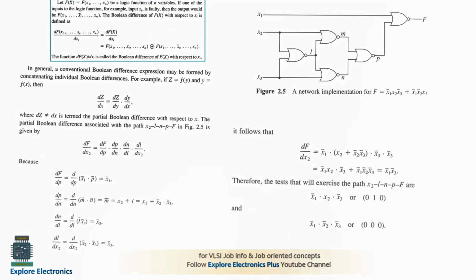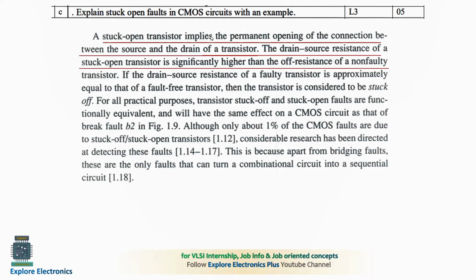Then the next question is: explain stuck open faults in CMOS circuits with an example. Stuck open transistor implies permanent opening of a connection between the source and drain of the transistor. So the drain source resistance of the stuck open transistor will be higher than the half resistance of a non-faulty transistor. Stuck open fault means something is open, not connected, that is the drain to source connection is open. So go through this explanation. There is a supporting explanation over here.